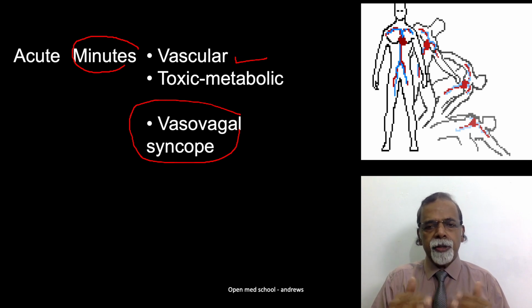Then toxins and metabolic conditions. You can also see somebody with hypoglycemia. But again, remember, hypoglycemia is never very abrupt. It occurs over few minutes. Unless the patient develops a convulsion due to hypoglycemia, most of the toxic metabolic conditions present a little over few minutes or few hours. So that is an example of acute presentation.